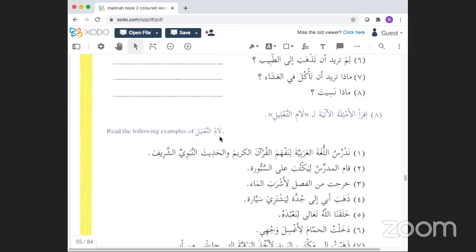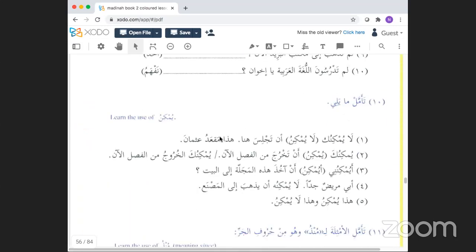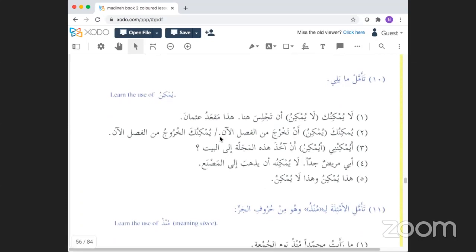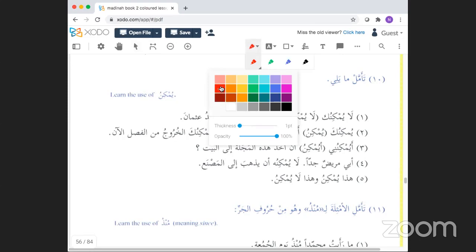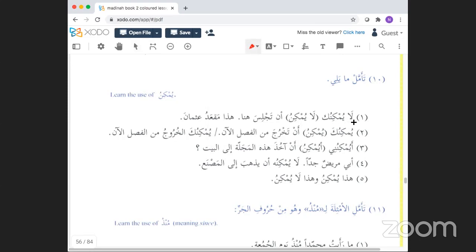Anyway, let's keep going over here where we were. So then you have Lama Ta'leel. We finished it. That was a quick revision session for Lama Ta'leel. And then aywa. يمكنك, this is important. Okay. لا يمكنك, يمكن basically means it's possible. Possible or not possible. لا يمكنك أن تجلس هنا. هذا مقعد عثمان. It's not possible for you to sit here. This is Uthman's place. جيد.